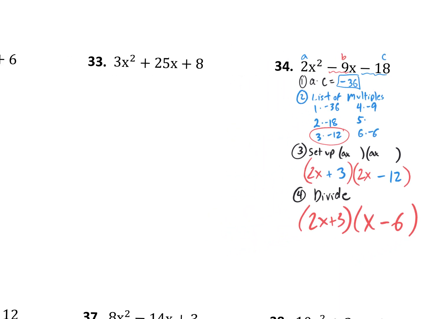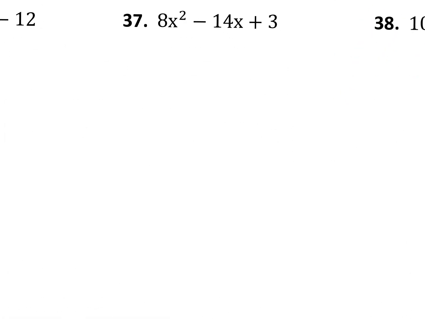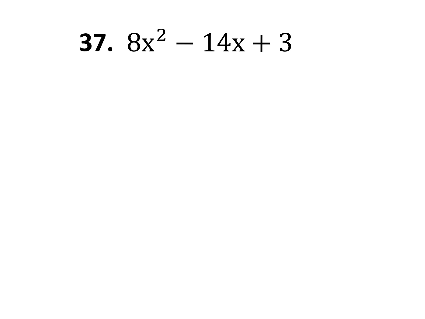Okay. So as you can see, I made several practice problems for you right here. If you want, we could try another. You want to try another? Yes. Okay, let's do another. 37. We have 8x squared minus 14x plus 3. Everybody, step 1 is what? Multiply a times c. That's right. Okay. So what is the a value?